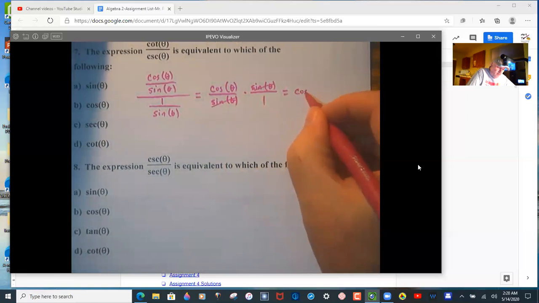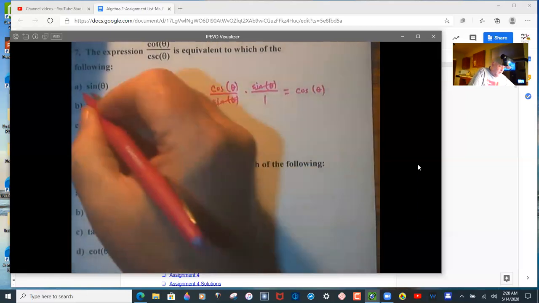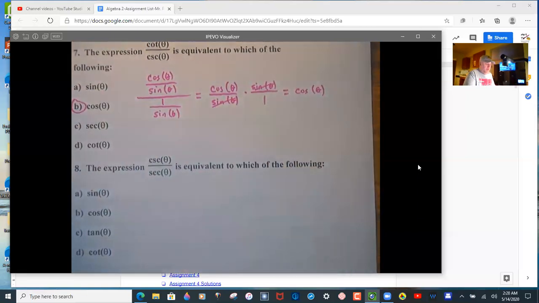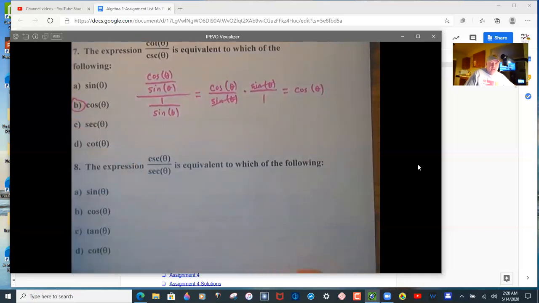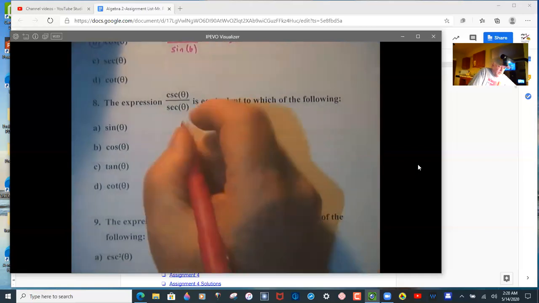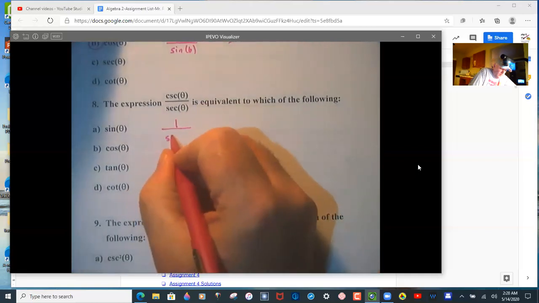So this is cosine of theta, which is b. Okay, same idea here. You're going to have a fraction over a fraction. So cosecant is 1 over sine.